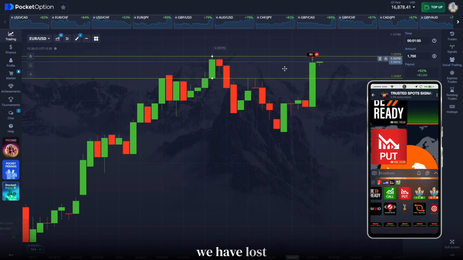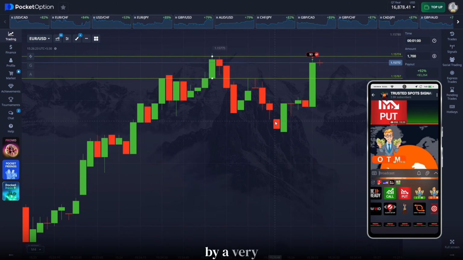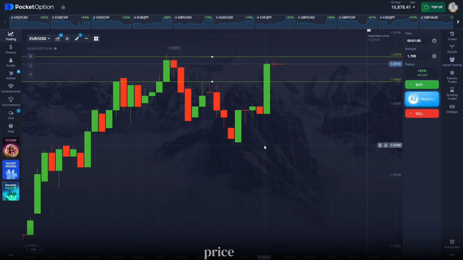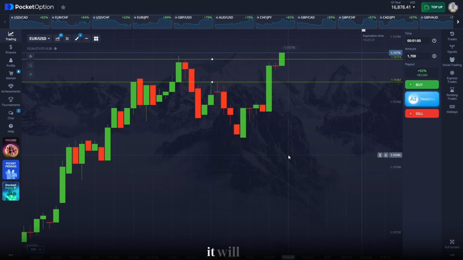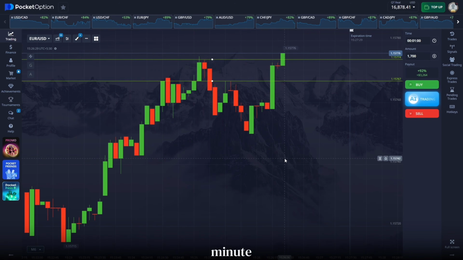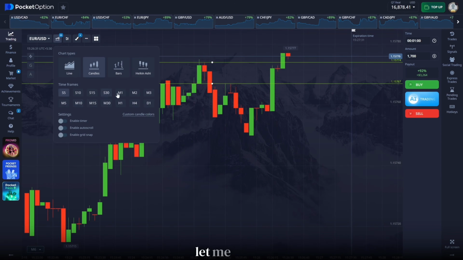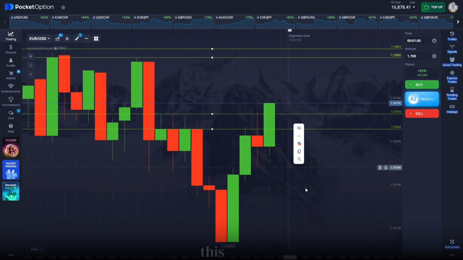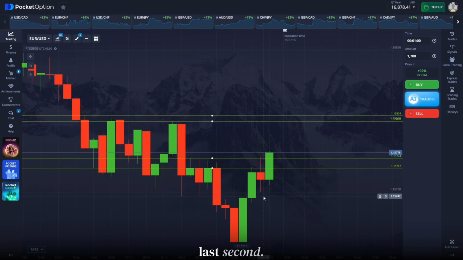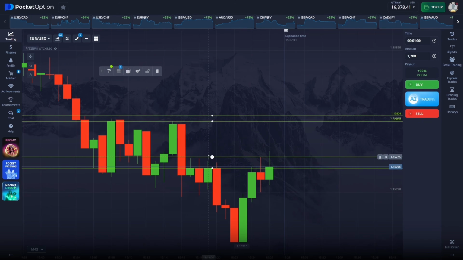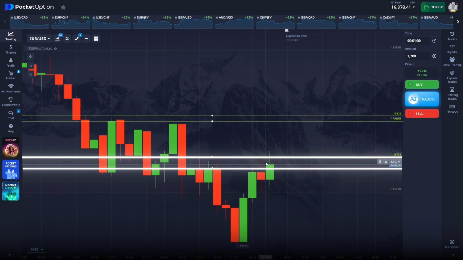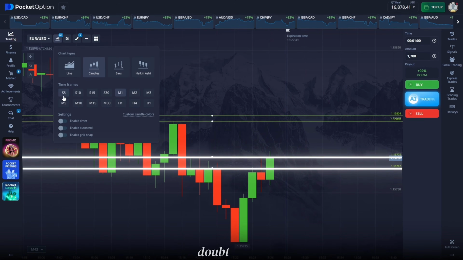Okay, we have lost this trade by a very small margin, but I believe that price will reverse and it will go down because the 1 minute candle, let me check the 1 minute candle. We have lost this trade at the very last second, but I still believe that price should reverse. Let's wait how this candle will close. If it closes without breaking this resistance, I will place a reversal trade. I have no doubt about it.